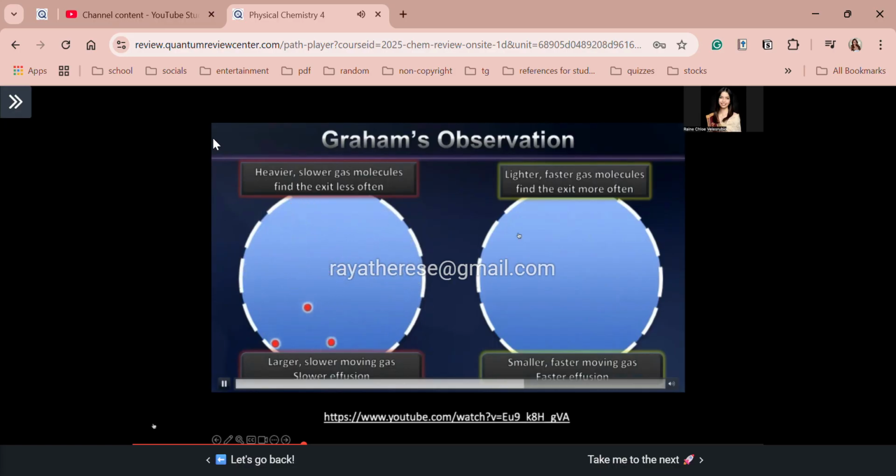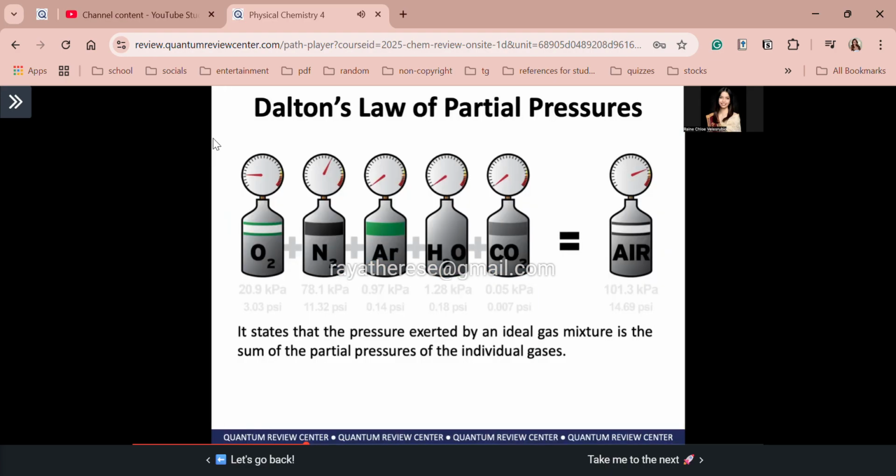And then lighter, faster gas molecules, o di ba, nawala na sila, lumabas na sila. Di ba? Kasi nahanap nila agad ang hole because they move faster, they move lighter, right? That's why smaller, faster moving gases have faster effusion. Cool, right? Ayan. And then this visualizes Dalton's law of partial pressure.